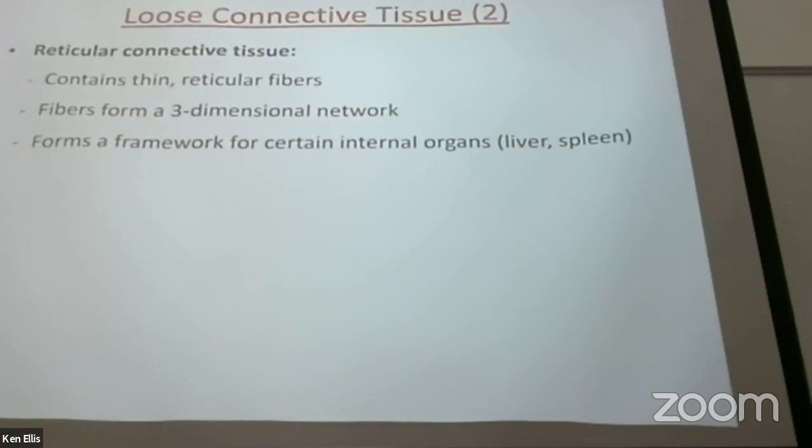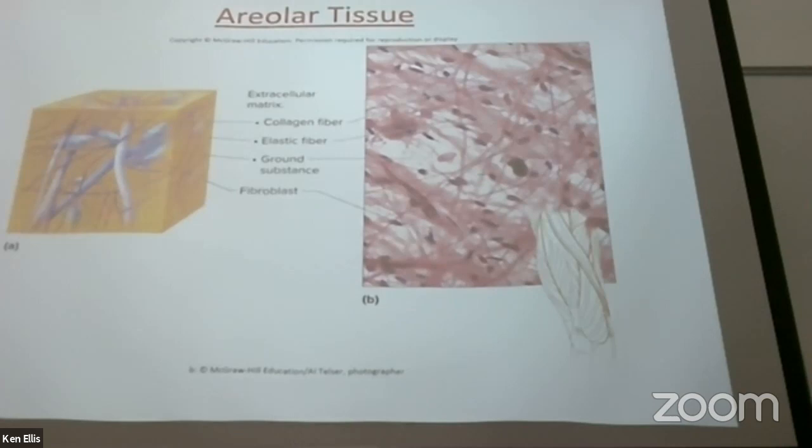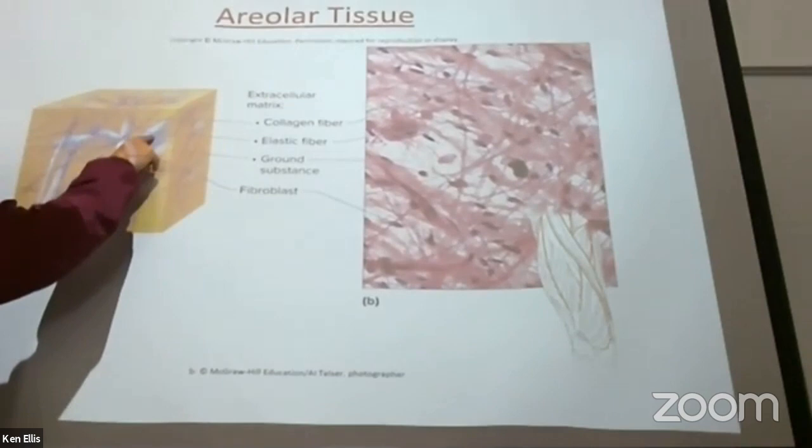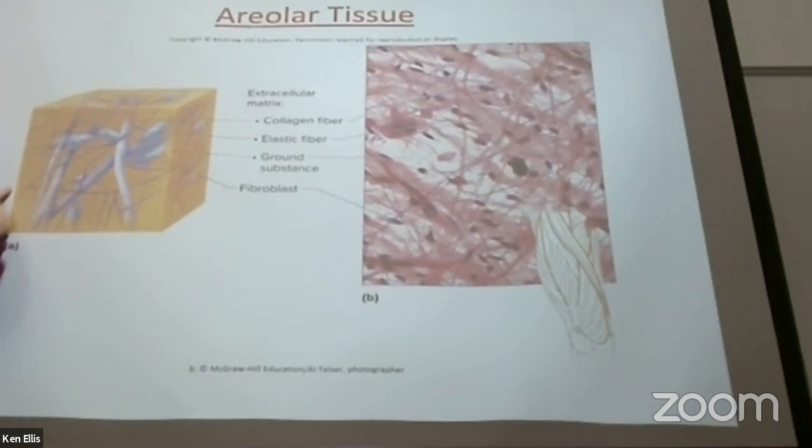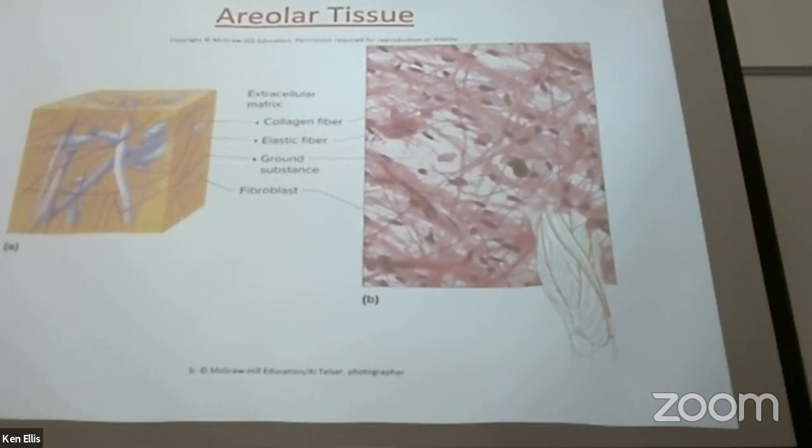So we also have reticular connective tissue, has those fibers we mentioned. Fibers form what's called a three-dimensional network. It's not just a spider two-dimensional web, but it goes 3D. Forms a network for certain internal organs like spleen, et cetera, and liver to be held in place. Now, let me show you this today. Look at this. Here's a cell. There's a cell. There's another, another, another, another, another, another, and another. And the rest of this is all what? Extracellular matrix. That's what that all is there.